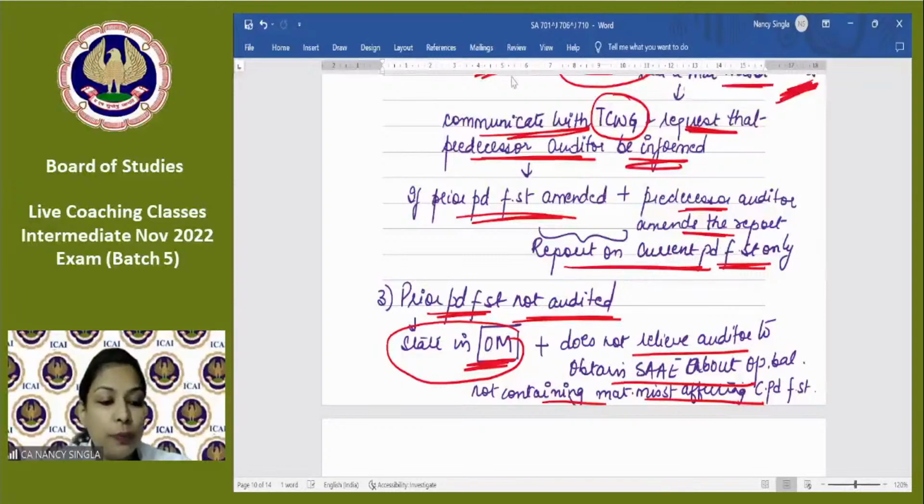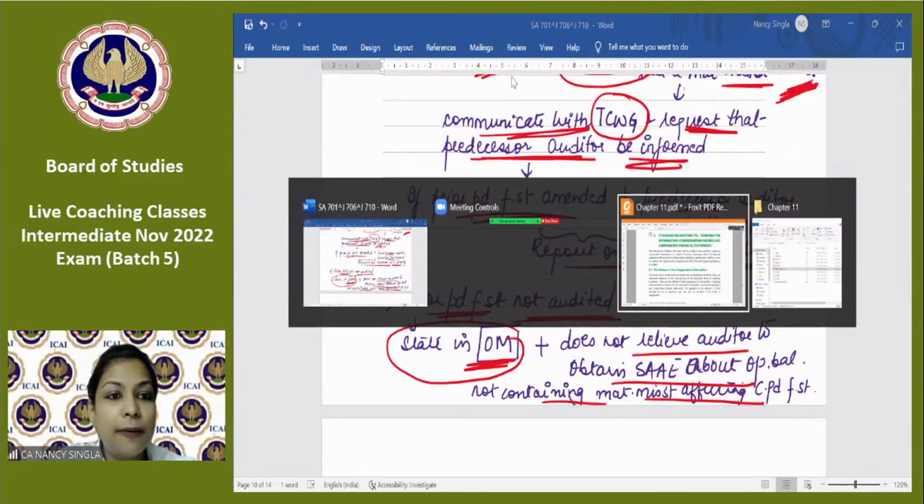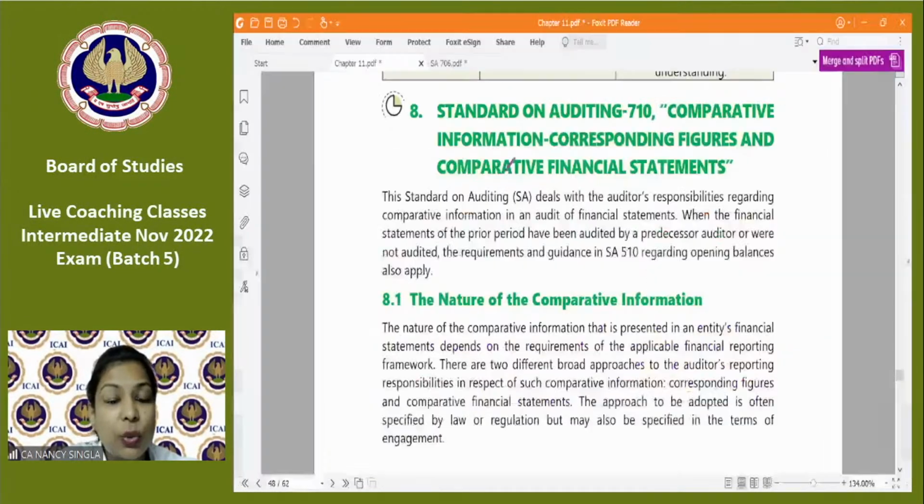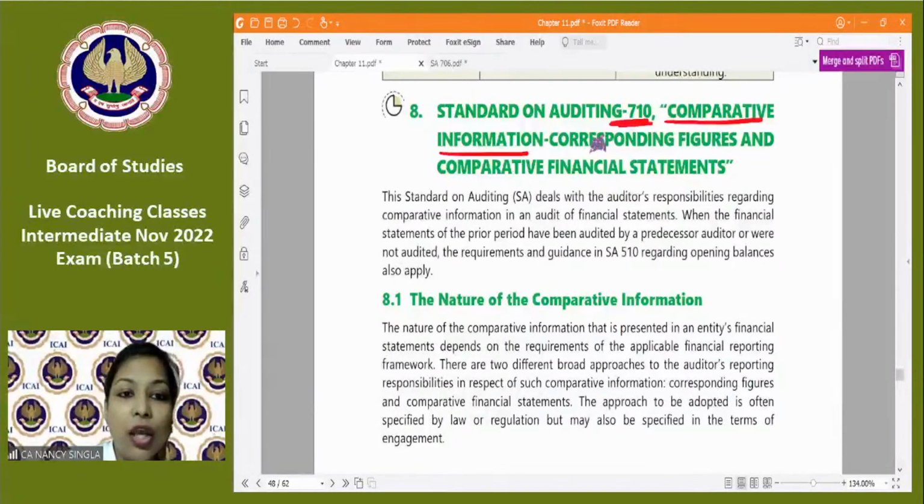So रुको, अभी रुको, doubts अभी आपके लेंगे, but let us just quickly have a look at this SA from the module. It's already 8:29, but I will take you through the module. So what is the name of the SA? The number is SA 710, comparative information, corresponding figures and comparative financial statement.